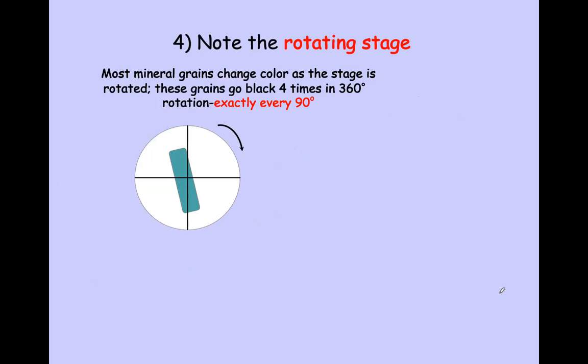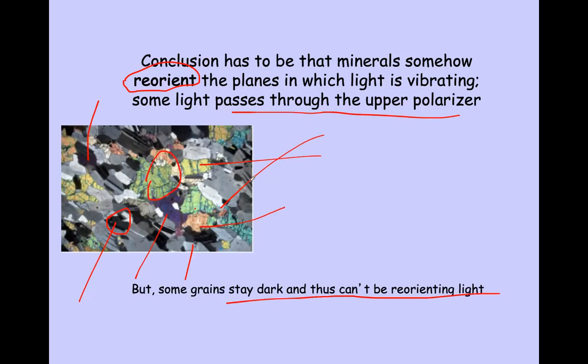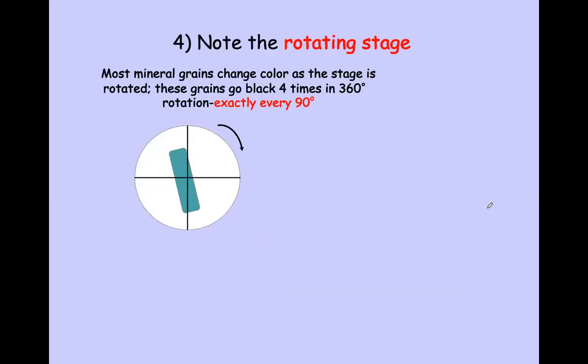So when you rotate the stage, you can observe again. Once you see this image, you can rotate the stage 160 degrees. If you rotate the stage and see your mineral behavior, for example, suppose you have one mineral here, which could reorient the light. That means it should give a color, right?